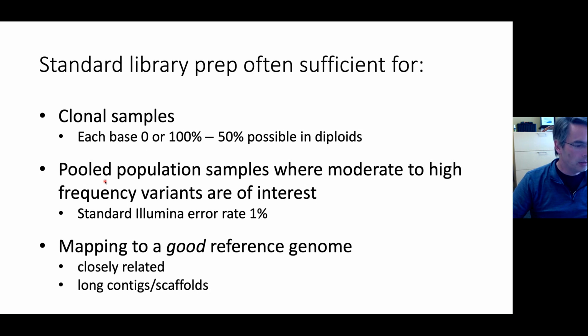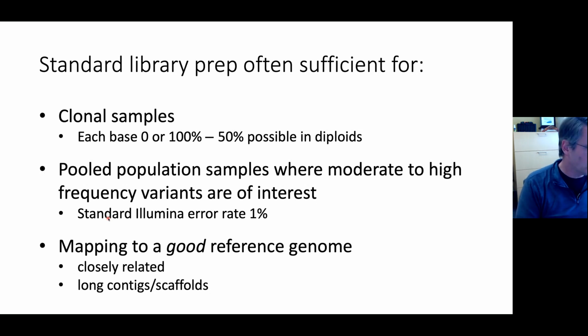Pooled populations. So for example, if I want to do a whole bunch of beetles at the same time, because I'm interested really in allele frequency, that standard library prep is fine for that. So rather than do the barcoding, I could just say take 50 beetles, grind them all up together. And why would I do that? Because my beetles are really small. There's not a whole lot of DNA there.